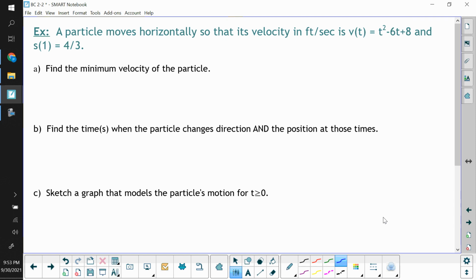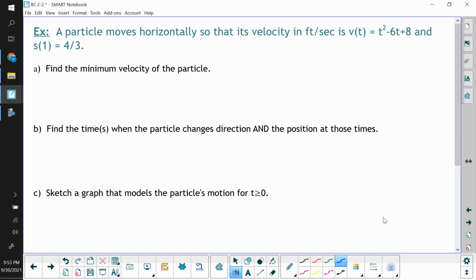All right, our last example for today, which has multiple parts. We've got a particle moving horizontally. Its velocity is in feet per second. They give us the velocity function, and they give us a point that would fall in the position equation.